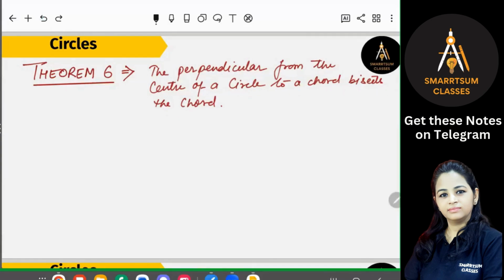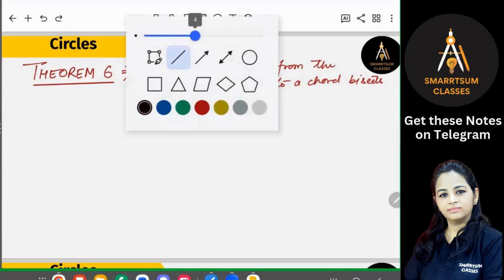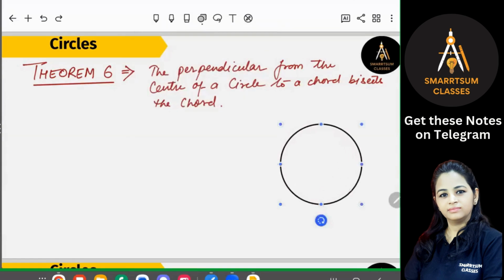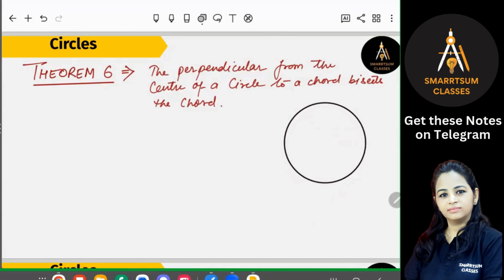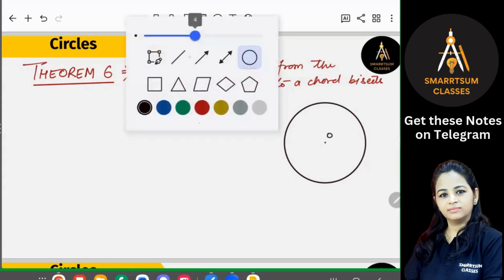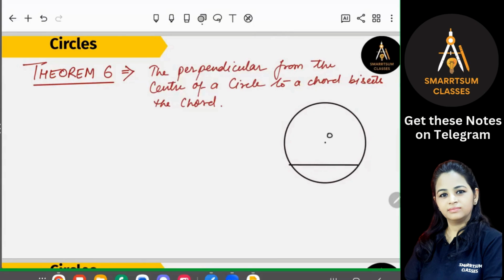Let's draw a circle now. This is a circle, okay? And the center of the circle is, suppose, O, right? Now, there is a chord in the circle. This is a chord. You can draw this chord anywhere, right? So suppose the chord's name is AB, right?